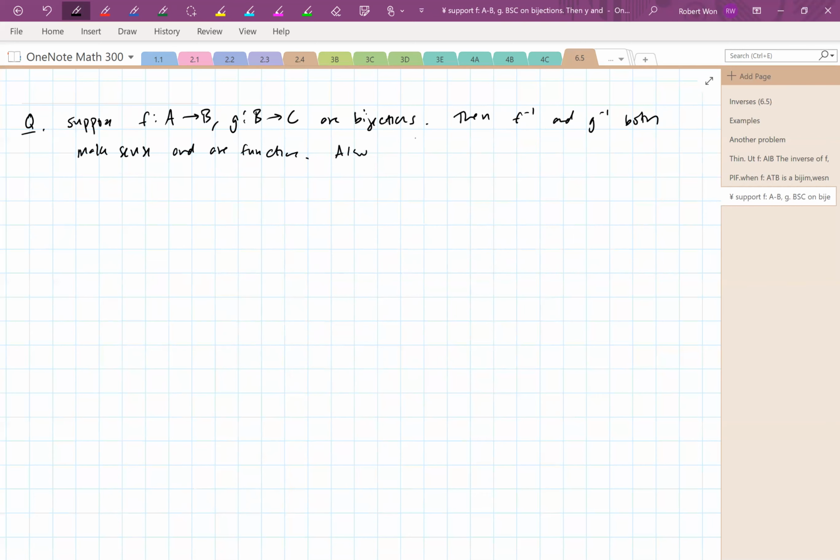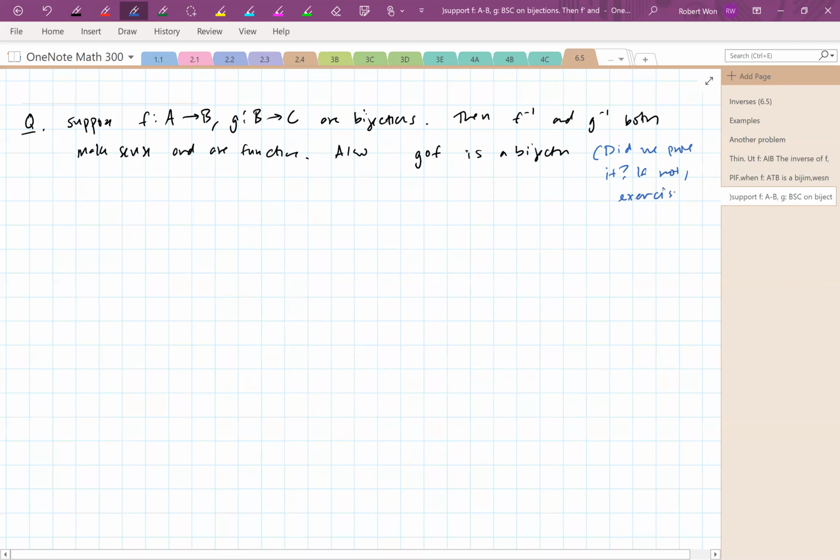Also, we proved that g of f is a bijection. Did we prove this? If we didn't prove it, you can prove it. You should prove it. I actually don't remember. Did we prove it? If not, it's an exercise. But since g of f is a bijection, it has an inverse. So the question is, what is g of f inverse?